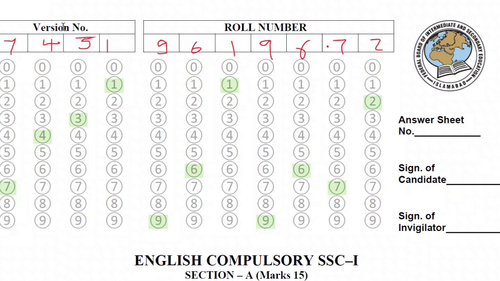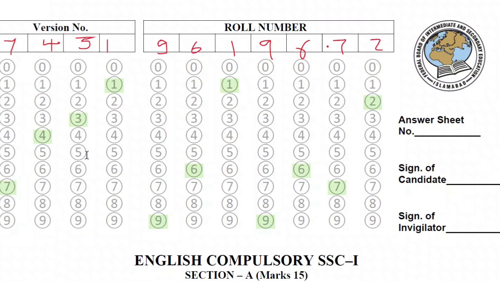This could be your notebook number, on which answer sheet number you will be writing your answers. For example, your variant number is 7431, and you are supposed to properly bubble it out. I have used a highlighter here. This is why this is not properly bubbled. You have to properly bubble it with a marker.